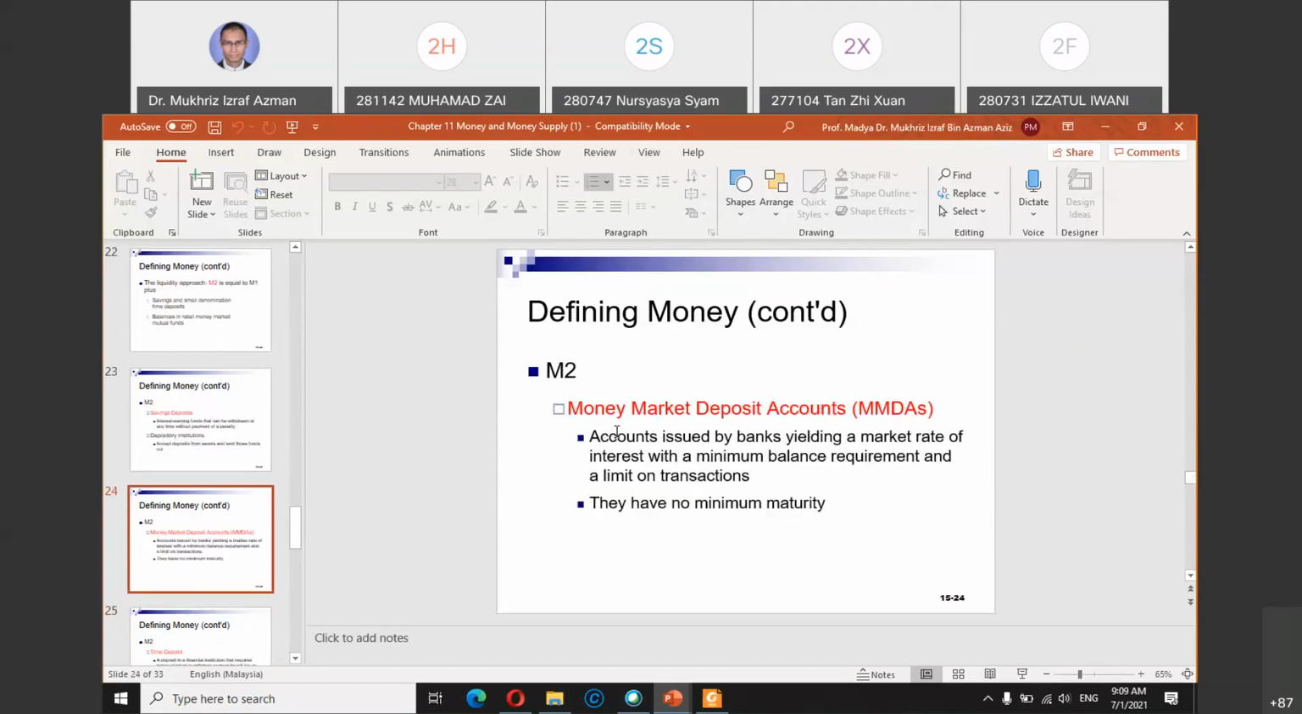Money market deposit account, I think, is again another technical term. Unfortunately, you need to just know what the components are. I myself am not into this financial system. Those in a degree in banking or a degree in finance, this concept will be very common to them.